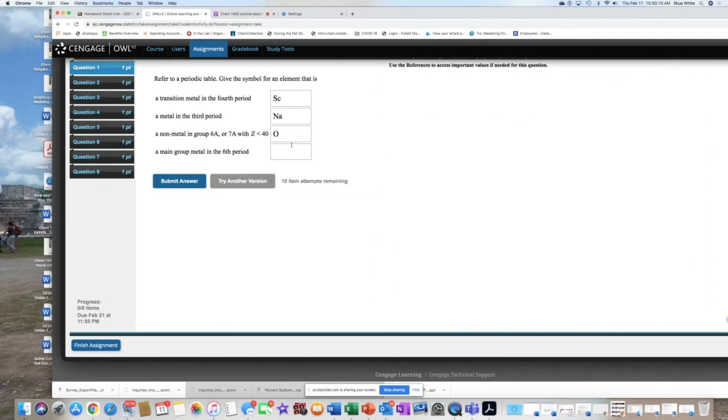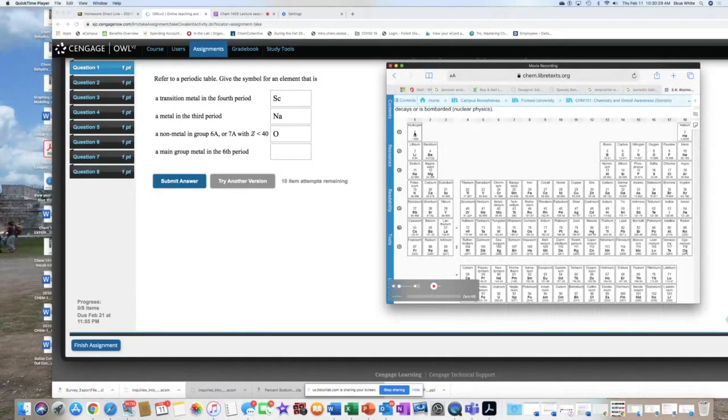Just because I'm assigning you homework doesn't mean I know the answers because I have to actually work it out, right? Okay, a main group metal in the 6th period. Okay, so it has to be a metal and it has to be main. Main means group A, okay? So let me find my periodic table. Group A is essentially group 1, group 2, skip over to group 13, all the way to group 18. Those are main group metals or main group elements, sorry. So we're looking for a main group metal in the 6th period. Let me find the 6th period first. 1, 2, 3, 4, 5, 6.